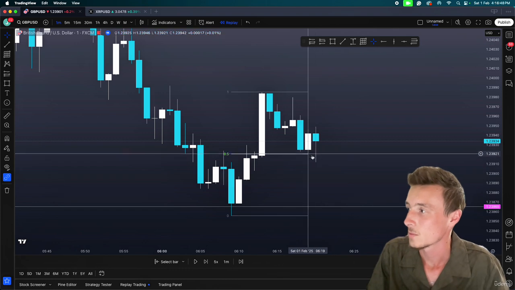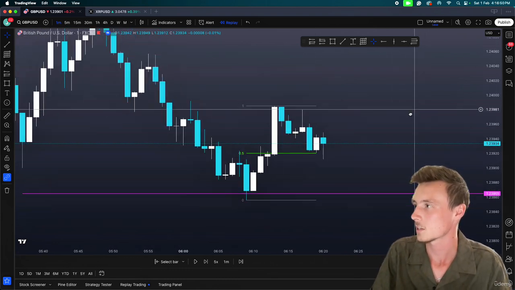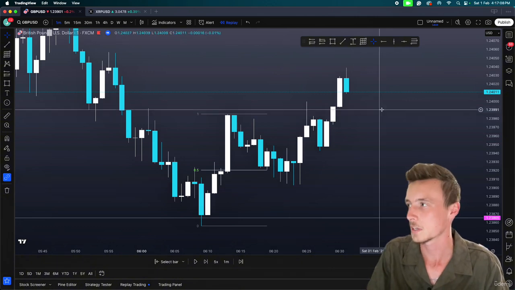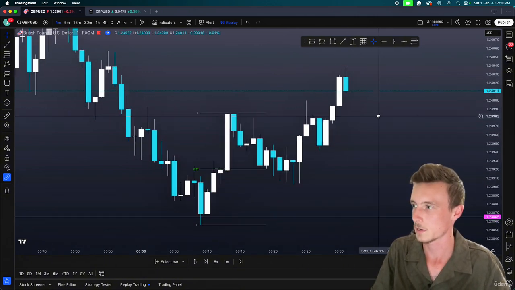So really simply, we can see the equilibrium level gets touched. It did go slightly below it, but that's absolutely fine. That's even more of a discount. And then we can see that we did get a little push up to the upside again from that.